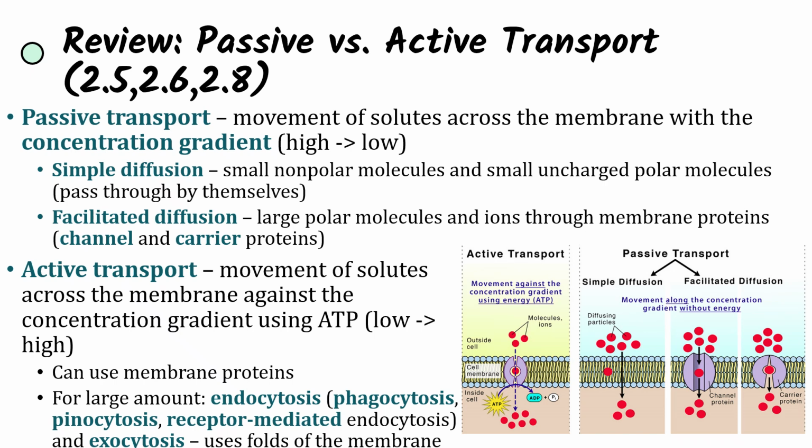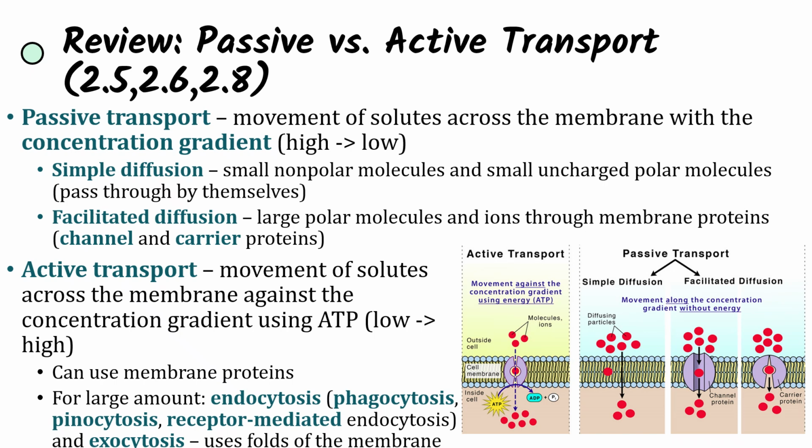So first, for passive transport, we have simple diffusion, which is small nonpolar molecules and small uncharged polar molecules, and these can pass through the membrane by themselves. Firstly, they're small, which means that they can fit into the gaps between phospholipids, because of course the phospholipid bilayer is fluid, it's moving along, it's not rigid. And second of all, they're nonpolar, they're uncharged, so they don't have a charge which would interfere with their passing through the membrane because of the differing charges and hydrophobic sections and hydrophilic sections of the phospholipid bilayer.